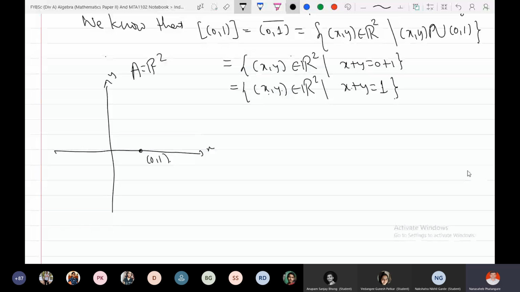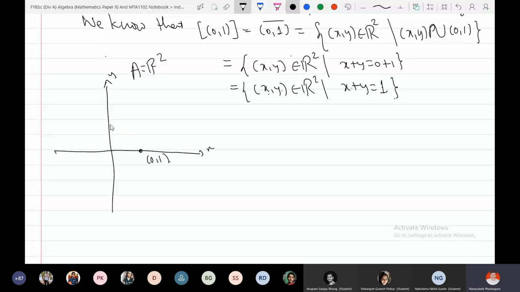Now what is the class of (0, 1)? Those points in my set which are related with (0, 1). What are the points which are related to (0, 1)? The condition is x plus y is equal to 1. So if a point is in the class of (0, 1), then the sum of its components is 1. What is x plus y is equal to 1? A line.